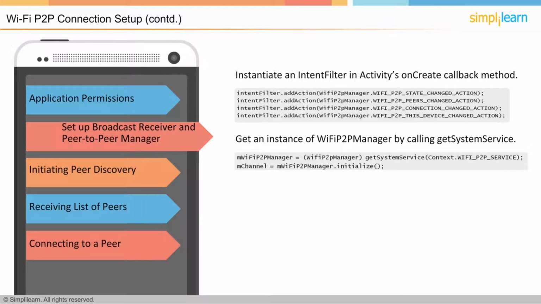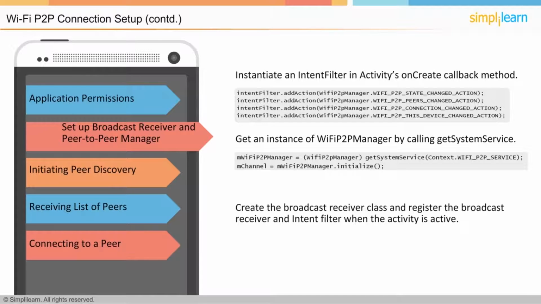Get an instance of Wi-Fi P2P Manager by calling getSystemService and passing Context.WIFI_P2P_SERVICE, and initialize the P2P Manager. The initialize call returns the Wi-Fi channel object that we use to discover peer devices. Create the broadcast receiver class that listens and handles the Wi-Fi P2P state changes. In the broadcast receiver's onReceive method, handle each of the above Wi-Fi P2P state change cases. Register the broadcast receiver and intent filter when the activity is active, that is, in the activity's onResume callback method.